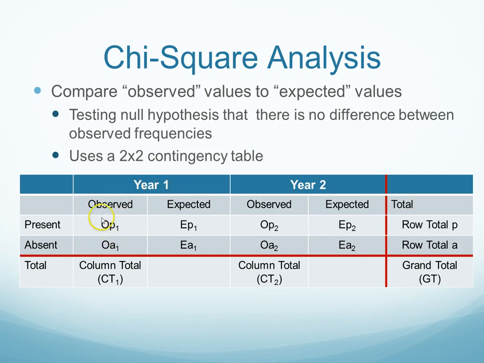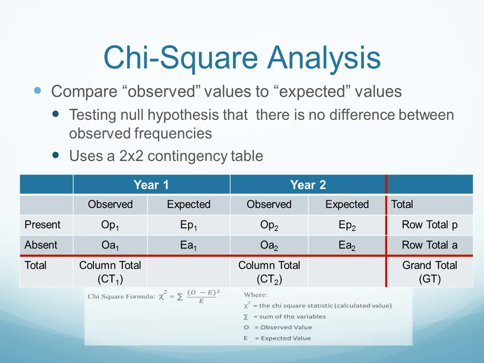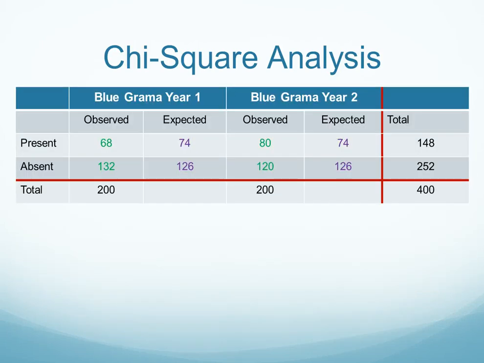We have the observed presence of species and the observed absence of species. And then we calculate what is expected. I'm not going to go into the details of calculations as that is covered very well in the learning guide. And we use the chi-squared formula where we develop a chi-squared statistic and then compare that to a critical chi-square statistic from a chi-square table. So let's take an example.